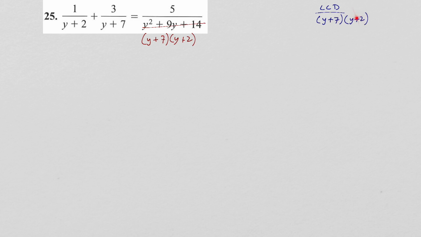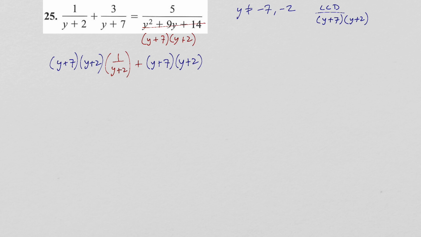Now looking at my LCD, I can see that y cannot be equal to negative 7 or negative 2. So those are my restricted values. All right, now I'm going to take that denominator and multiply it by the first fraction. And I'll take that denominator and multiply it by the second fraction. And I'll take that denominator and multiply it by the third fraction.